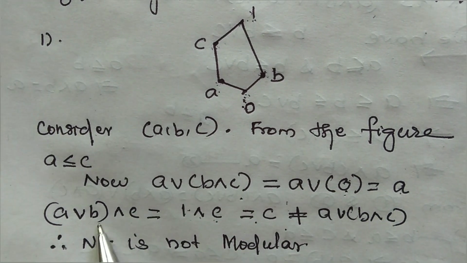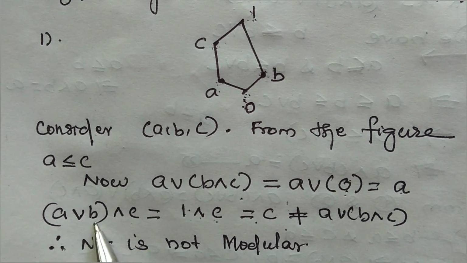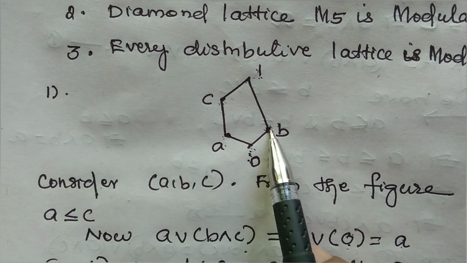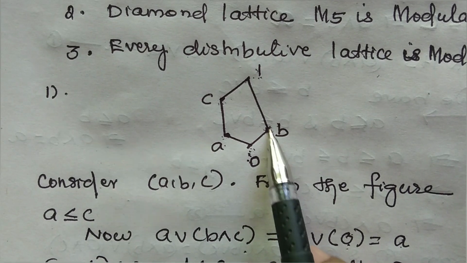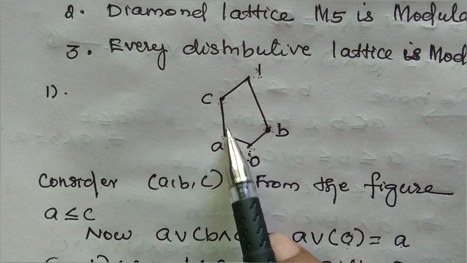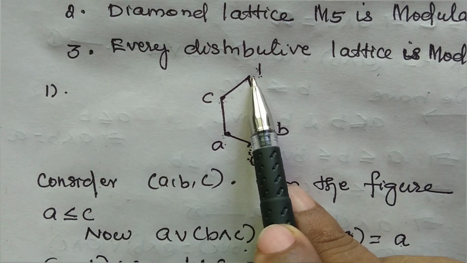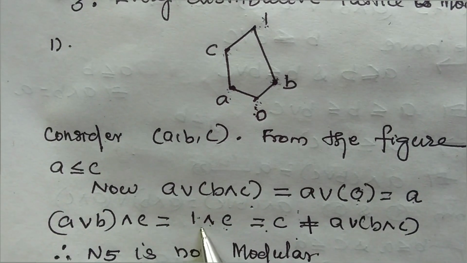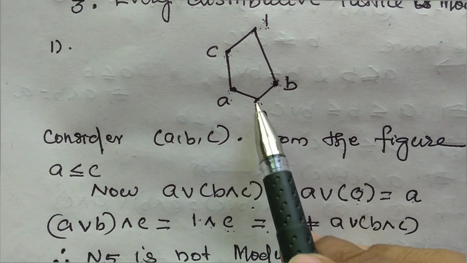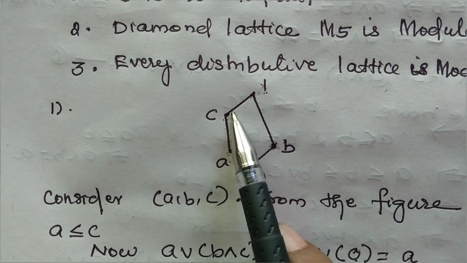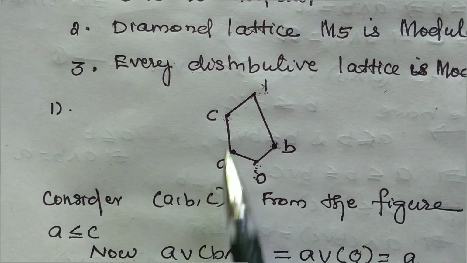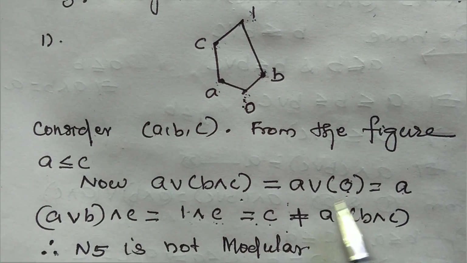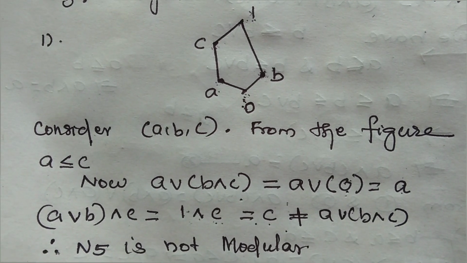Now the RHS: (A or B) and C. What is A or B? From the figure, A or B is equal to the maximum value, that is 1. A and B are connected with 1, the maximum value. So A or B is equal to 1, and 1 and C. 1 and C is this one, a direct connection, and AND means the least value. So 1 and C equals C, which is not equal to A. Therefore N5 is not modular.